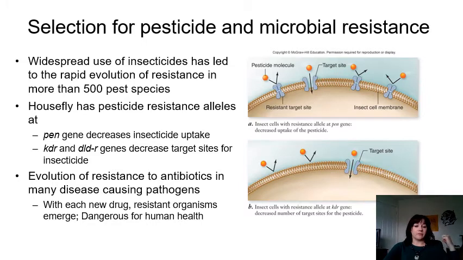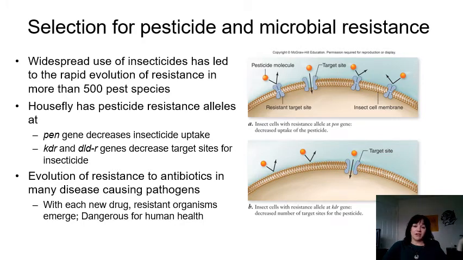Another example that we have is evolution of resistance to antibiotics, right? This is really important for human health. So we have bacteria that attack people, right? They attack our cells, and scientists have come up with these antibiotics, these drugs that will kill bacteria.